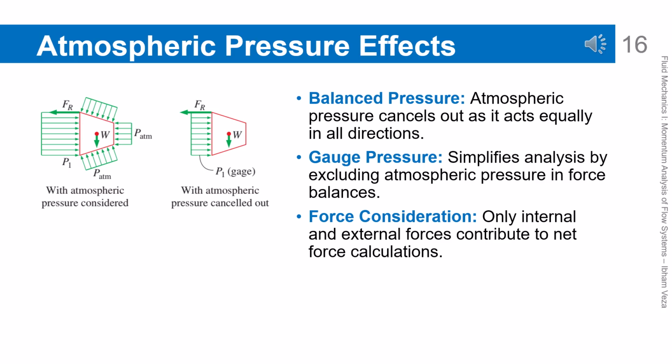Atmospheric pressure effects. Atmospheric pressure acts equally in all directions. In many analyses, the effect of atmospheric pressure cancels out and doesn't need to be included explicitly. Therefore, gauge pressure is often used to simplify calculations. With this approach, only pressure differences contribute to the net force. This makes the force analysis on control volumes simpler and cleaner.